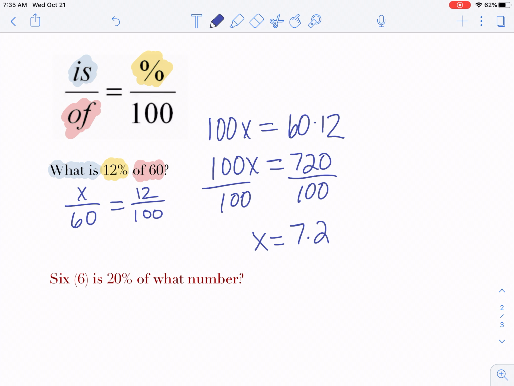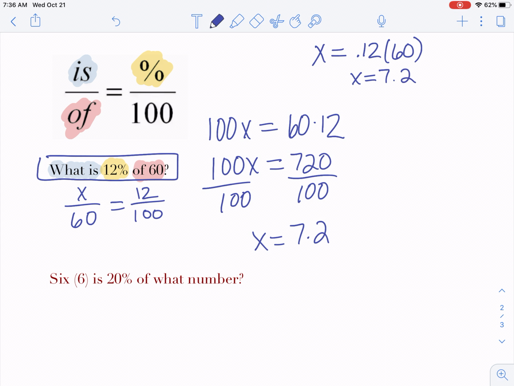One other way to determine this would be to set up an equation that is being represented by this statement. The what portion is a variable because I don't know what I'm finding. Is in math also stands for equal to. And then 12% of means multiply times 60. But I don't want to get 12 times larger, I only want 12%. So I'm going to write 12% as a decimal. This will also give you the missing value of 7.2.